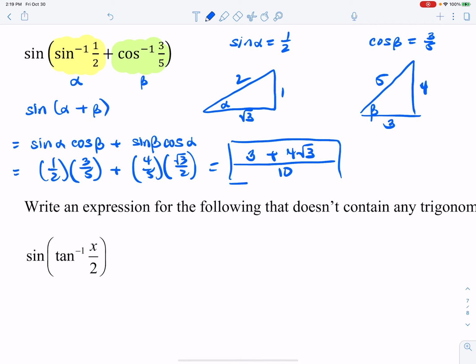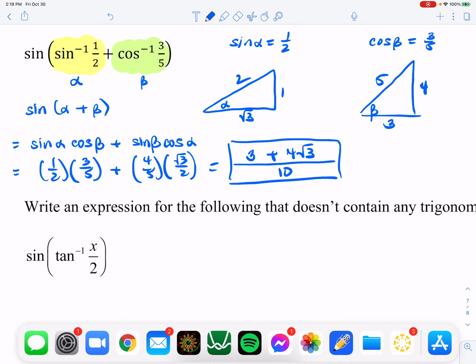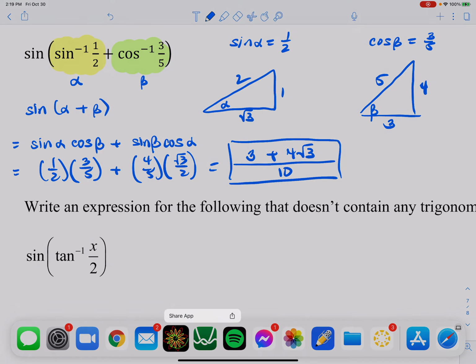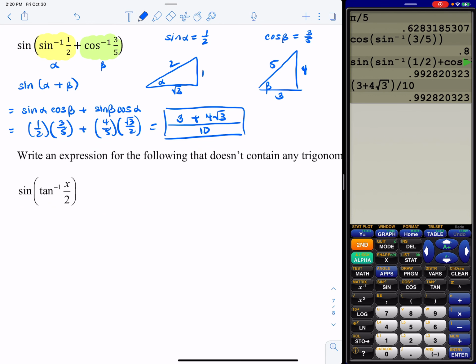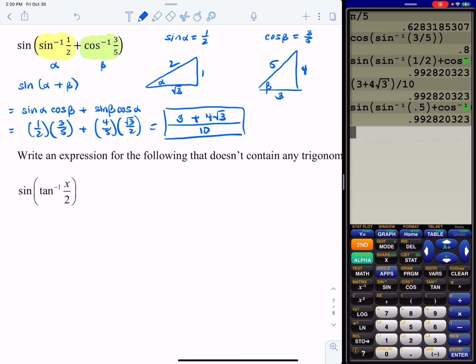Now, if you want to check this on your calculator, you absolutely can. You have to be a little bit more creative about it, though. So let's bring this up here. So I'm going to type in the original expression before we touched anything. So sine inverse of, I'm just going to call it 0.5, plus cosine inverse of, I'm going to call that 0.6, and I get that.